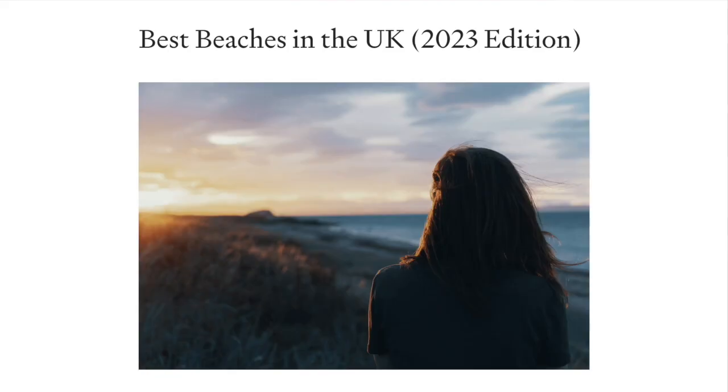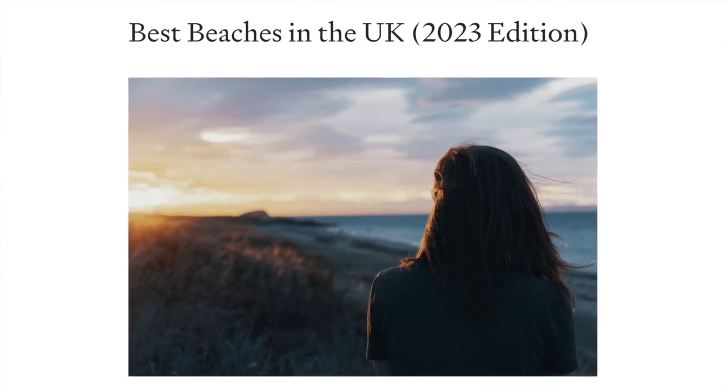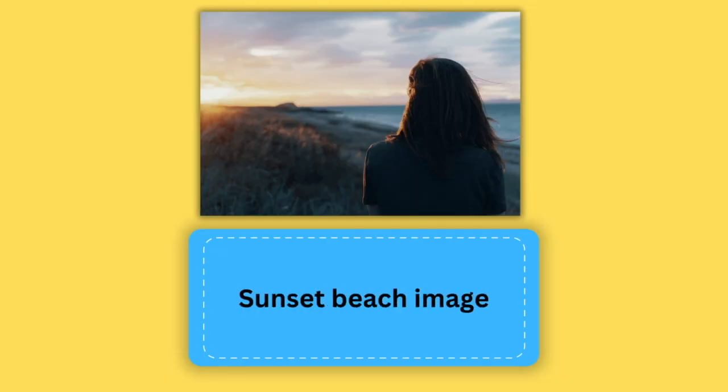As the first example, let's consider this image, and the context is a blog post that considers the best beaches in the UK. Here's an example of a bad alt text for this image. It says, sunset beach image. Now this is obviously way too vague. It doesn't convey any meaningful information about that image. This is very confusing to people that are using screen readers to listen to your blog posts.